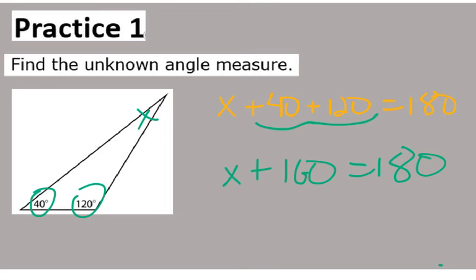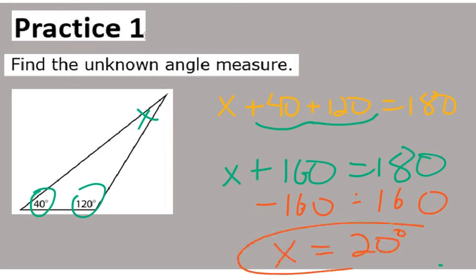Okay, we need to subtract 160, and our x is going to be equal to 20 degrees. So this measure up here is 20 degrees. 40, 120, and 20 all equals 180 degrees.